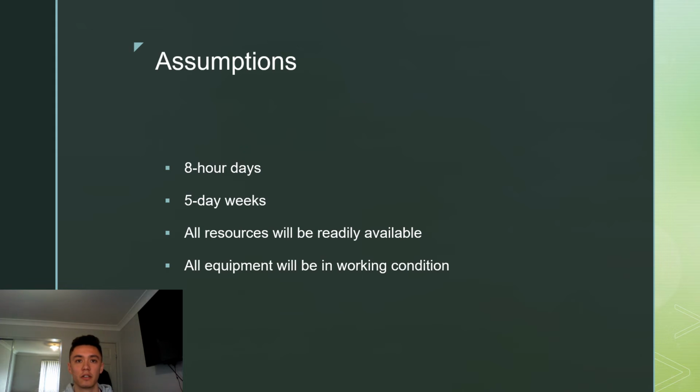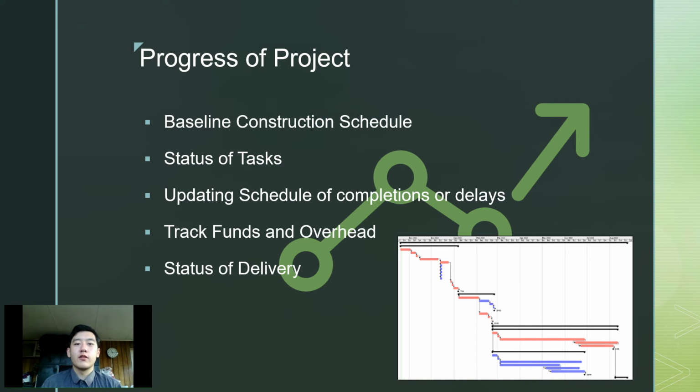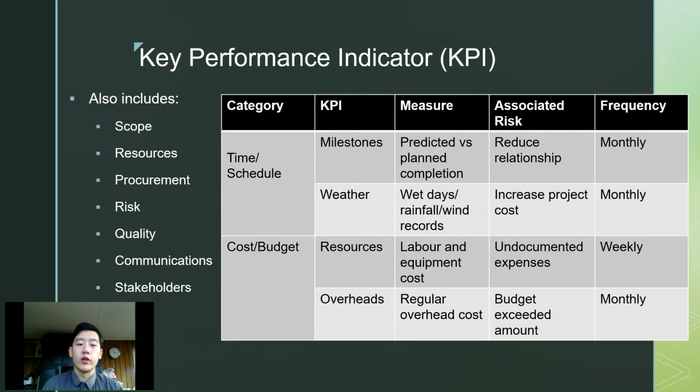Control and monitoring is used to analyze the progress of a construction schedule, status of tasks, updating the schedule, tracking funds and overhead costs, and delivery status. Key performance indicators, or KPIs for short, are a range of parameters that measure the progress of a project, which helps to understand if the project is diverging from its original baseline. Other KPIs are listed on the left, since time and cost are the main focus of this slide.